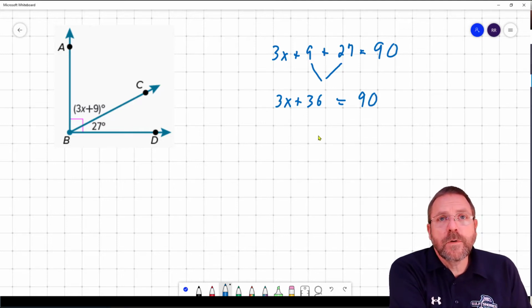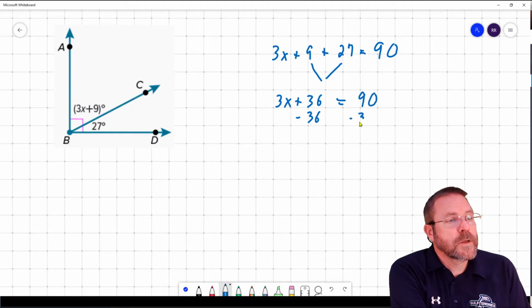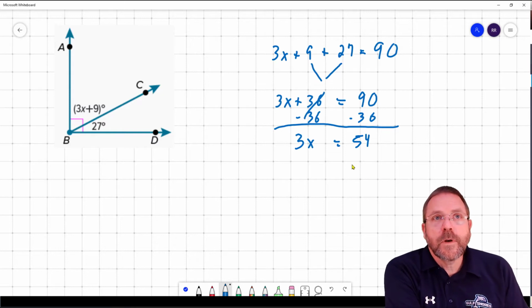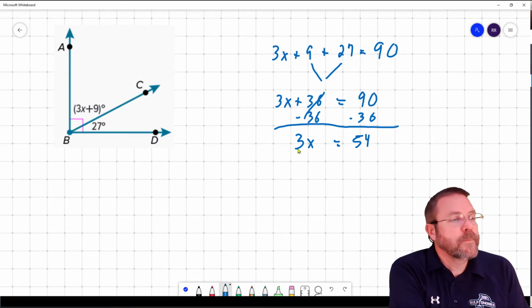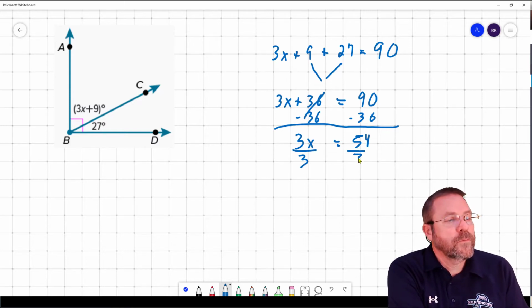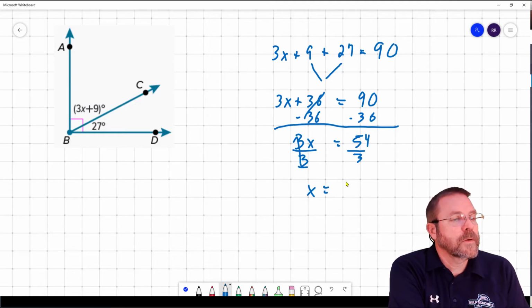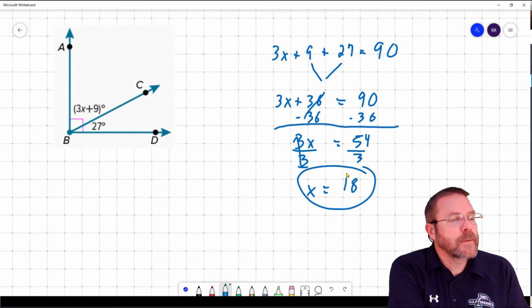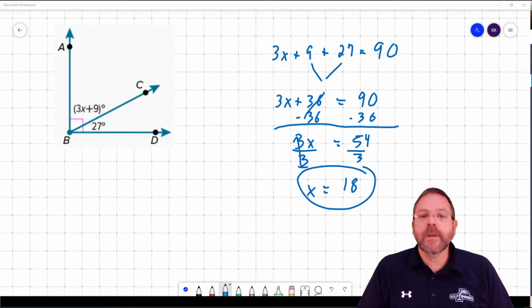Next, I'm going to undo addition and subtraction by subtracting 36 from both sides. These are going to zero each other out, leaving 3x equal to 54. And finally, we're going to undo multiplication by dividing both sides by 3. These divide out, becoming 1. 1 times x is x, and 3 goes into 54 18 times, I believe, if I did that math right in my head.